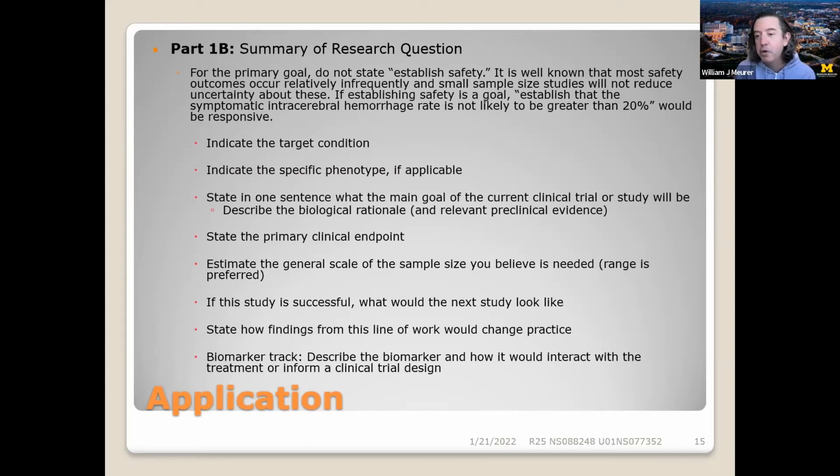And again, if you're proposing something that involves a biomarker, how the biomarker interacts with the treatments, and not a formal statistical interaction, it's just like, how would you use it? Would you use it to guide treatment? Would you use it to tailor treatment? And how would that, or would it, inform the clinical trial design by sort of confirming a biologic mechanism? You can go to the next slide.